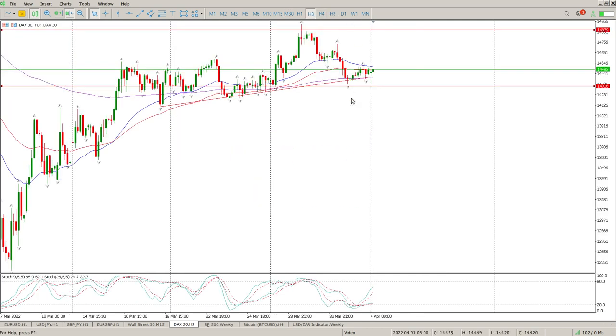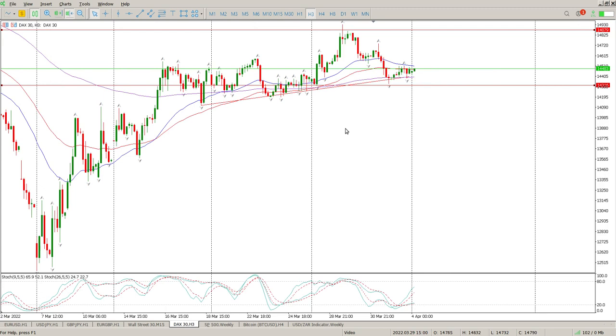So if we start drilling down now, the 3 hour for 2 weeks now, there's not really been much going on. You can see we're pretty much back in amongst the moving averages. However, have a look at our oscillators, what's happening here.